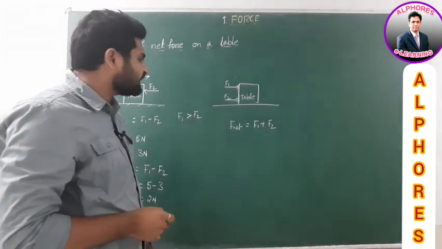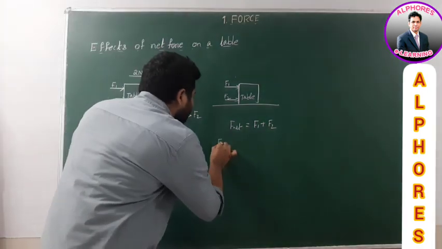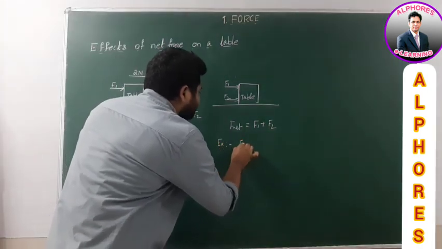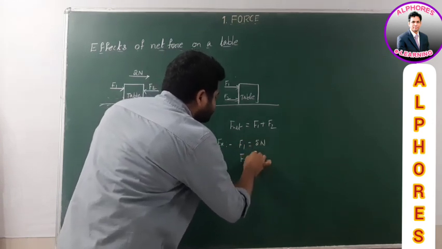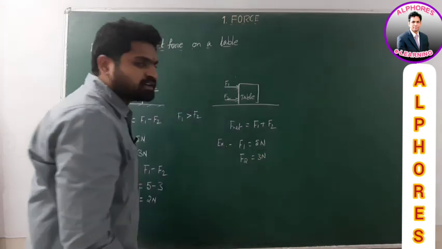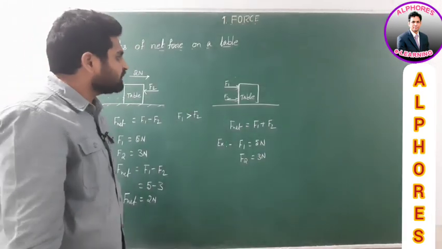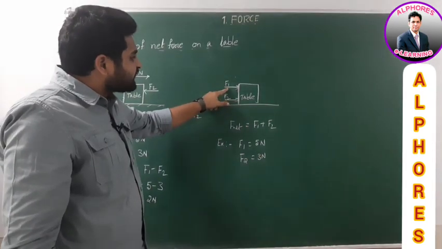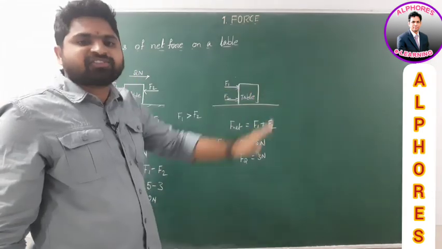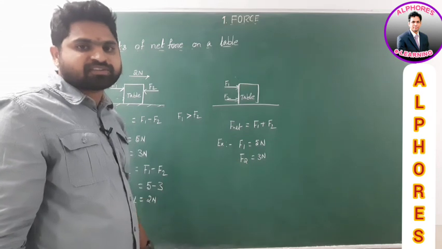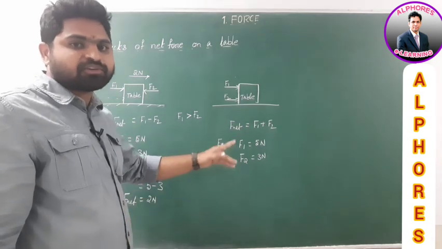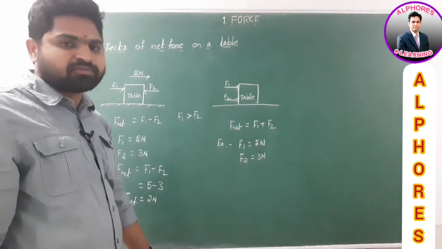Now, second example. Let's say F1 is 5 Newton and F2 is 3 Newton. Now in this case, what is the resultant force? As the forces are acting on the table in the same direction, the resultant force in this case is the sum of the forces.